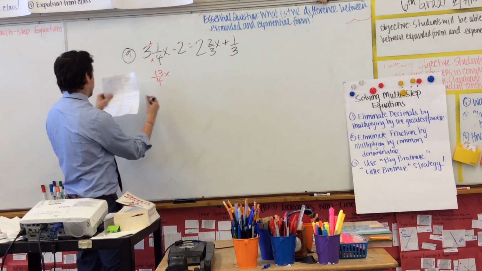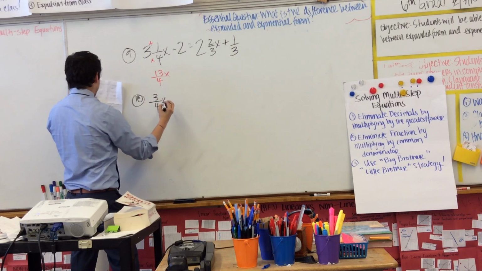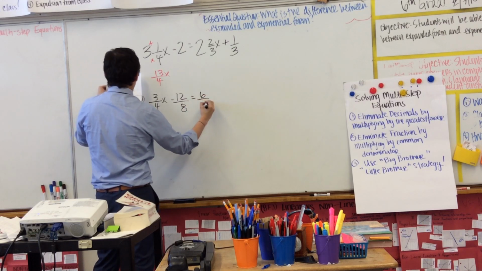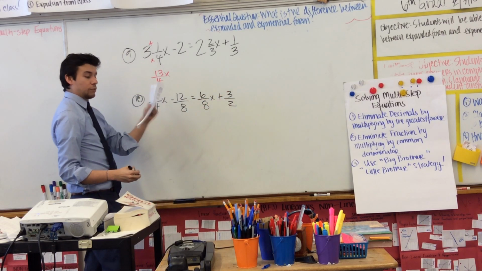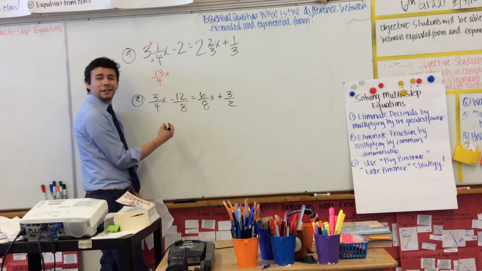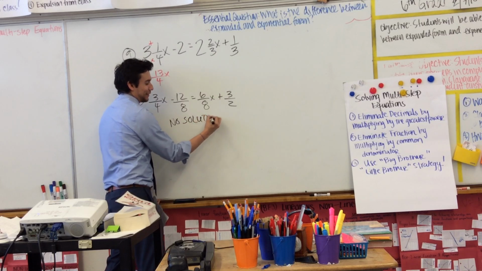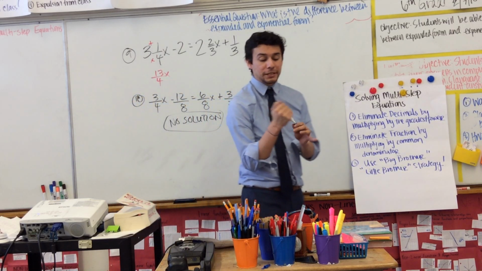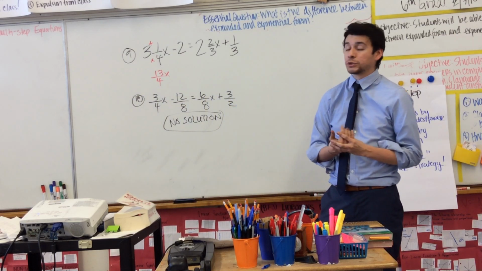And the last problem, finally, number 10. 3/4 x minus 12 over 8 equals 6 over 8x plus 3 over 2. This one will be, believe it or not, no solution. No solution. And that's it. So my people that were absent today in class, make sure you copy these down in your notebook, solve them in your notebook, and bring them back tomorrow.